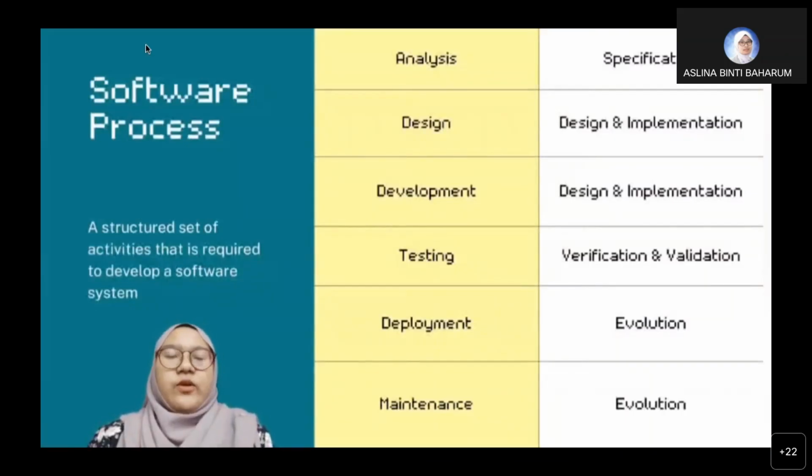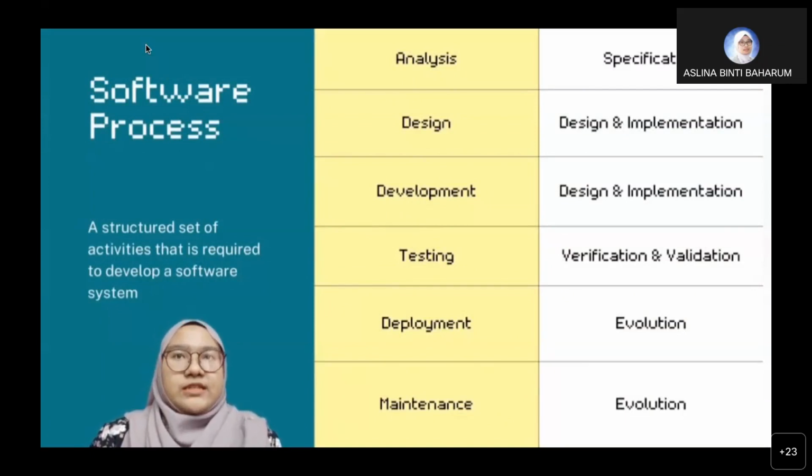Software process. Software process is a structured set of activities that is required to develop a software system. As you can see, there is 6 processes in order to develop a software system. Firstly, analysis or specification. Second, design for design and implementation. Third, development for design and implementation as well. Fourth, testing for verification and validation. Fifth, deployment is for evolution. And lastly, maintenance for evolution as well.